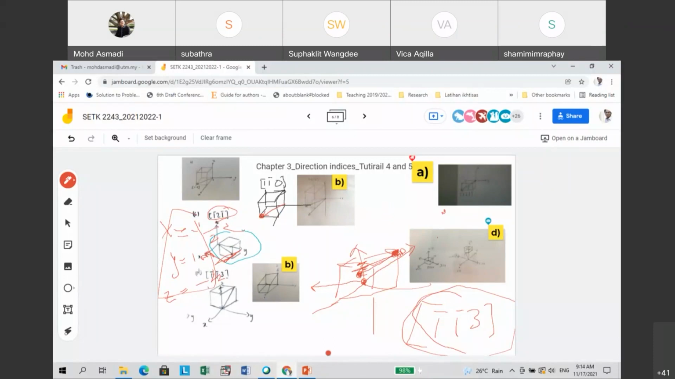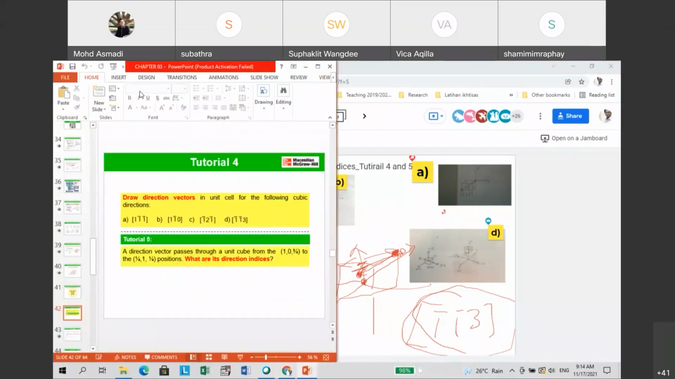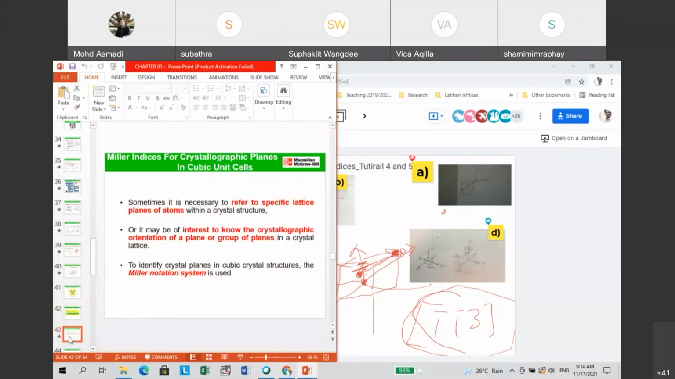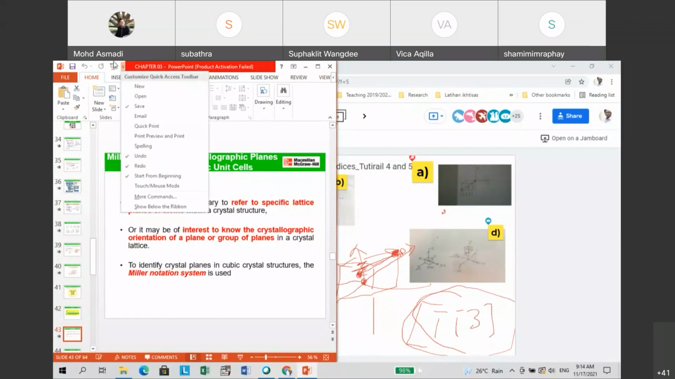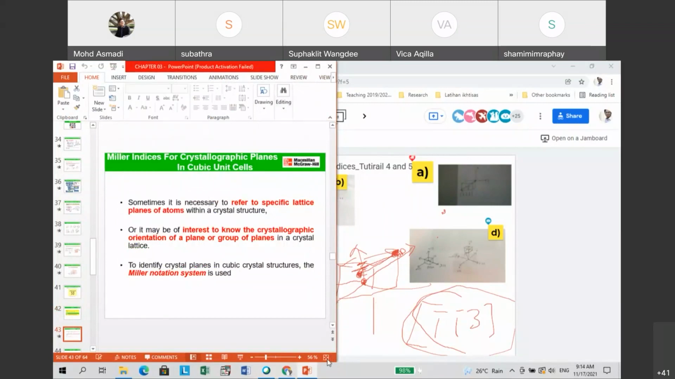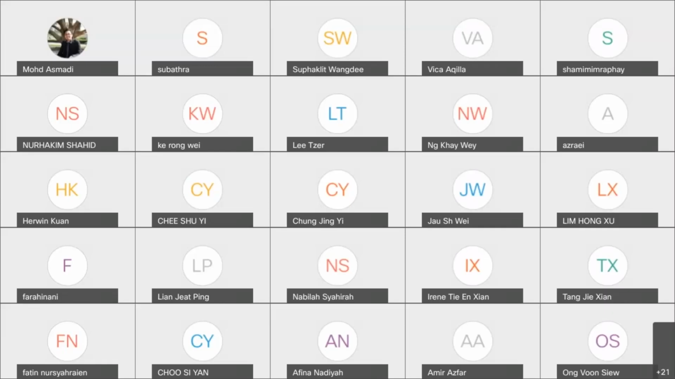Okay, so 5-minute breaks, and then we will move to the Miller indices. So we break. 5 minutes. 9:20 we will continue again.